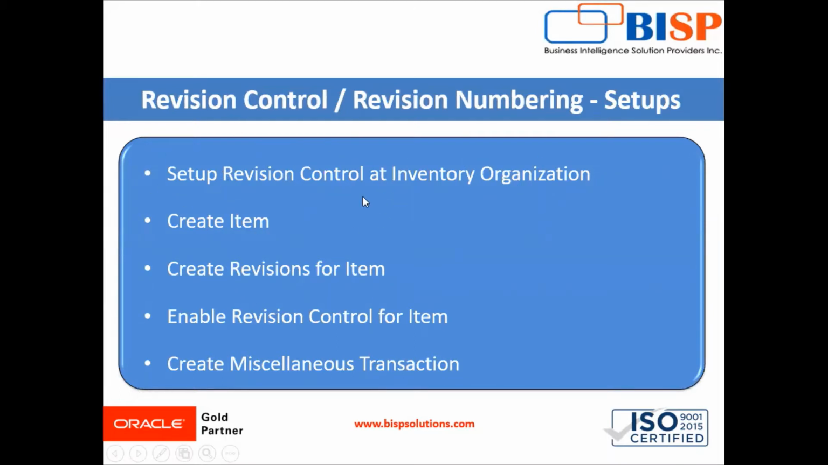So before we perform this revision control, we have to set up and perform some processes, like set up the revision control at the inventory organization. And after that, we have to create one item. And under this item, we will define the revision, and we have to enable this revision control under the item. And at the end, we will create a miscellaneous transaction, so that we can create the on-hand quantity under this inventory organization. So let's move on to the application, and we'll see all these setups one by one.